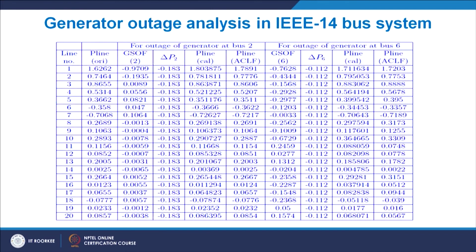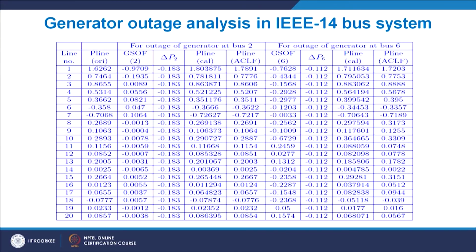We do this complete AC load flow, and if we look at these entries, they are quite close to each other. So although it is an approximate method, the error involved is not much. Similarly, if we look at the case of outage of the generator at bus 6, these two columns are again quite close to each other.